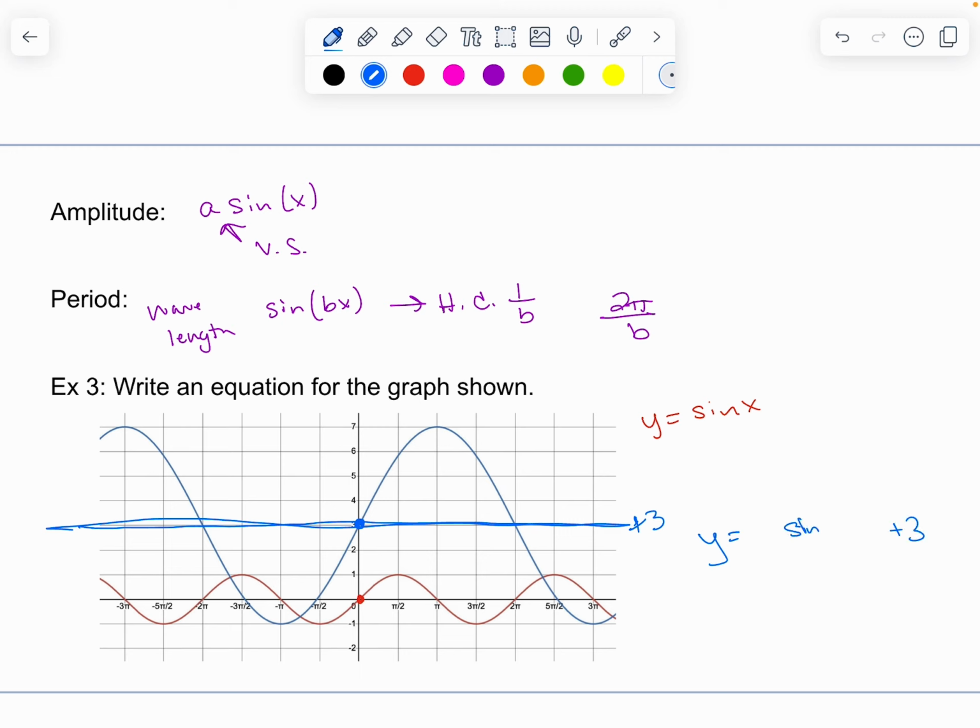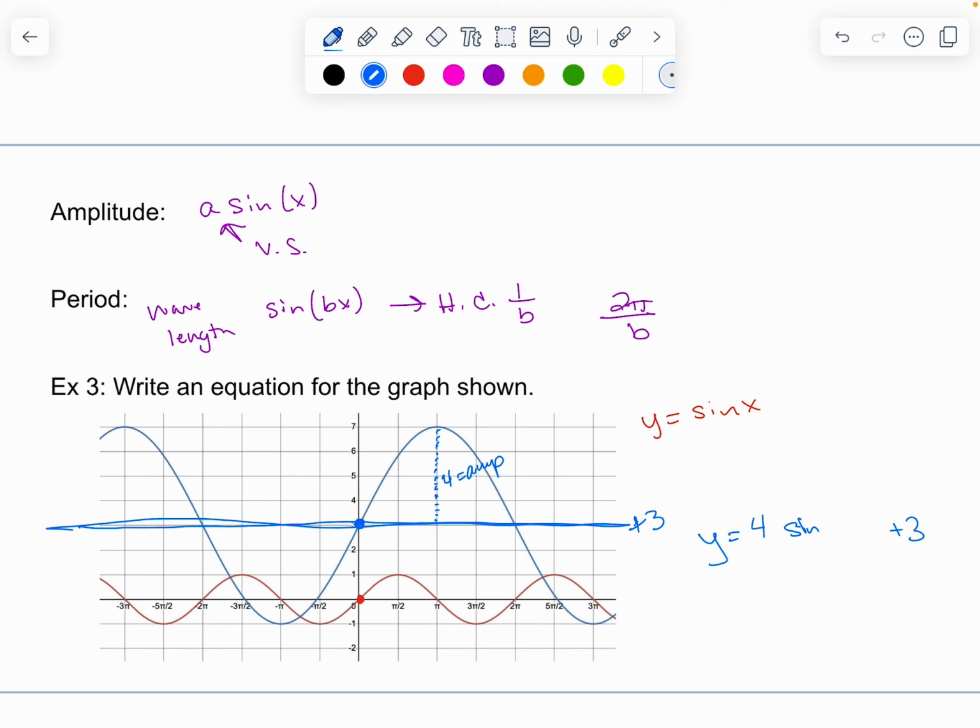I'm going to leave that there. That's that +3. Okay, so then the next thing that you need to look at is the amplitude. And the amplitude, how I look at it is you've moved that x-axis, great. Well, then from that new x-axis, how tall is that graph? 1, 2, 3, 4. That's your amplitude.